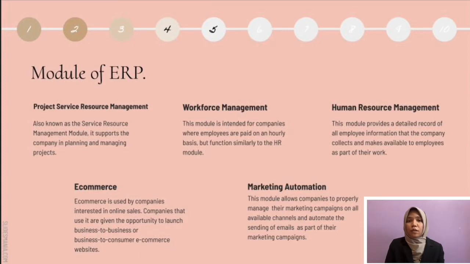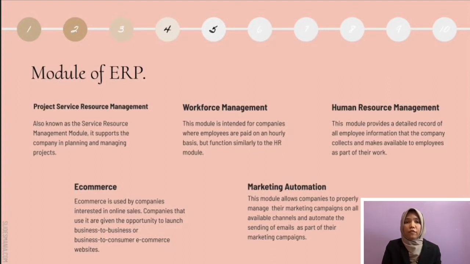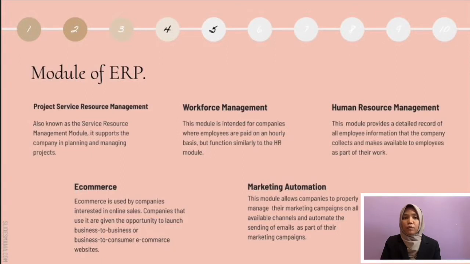Twelve is e-commerce. E-commerce is used by companies that are interested in online sales. The companies that use it are given the opportunity to launch a business-to-business or business-to-consumer e-commerce website. The last one is marketing automation. Some of the software vendors have developed marketing automation modules. The marketing module manages digital marketing campaigns such as email, web, social media, and also SMS. That's all from me. I will pass to my next group member.